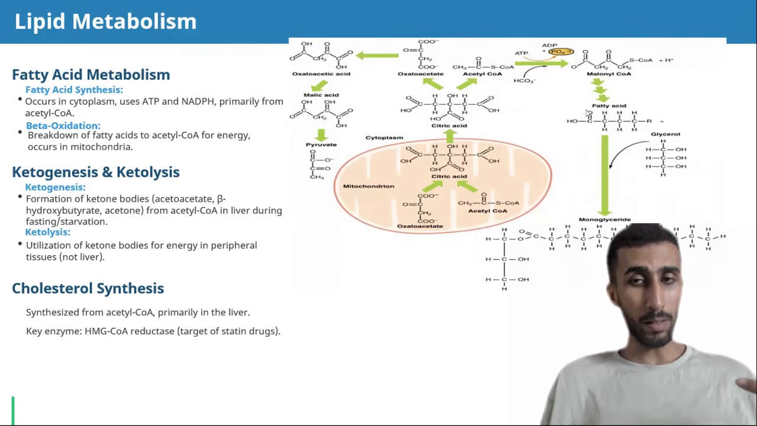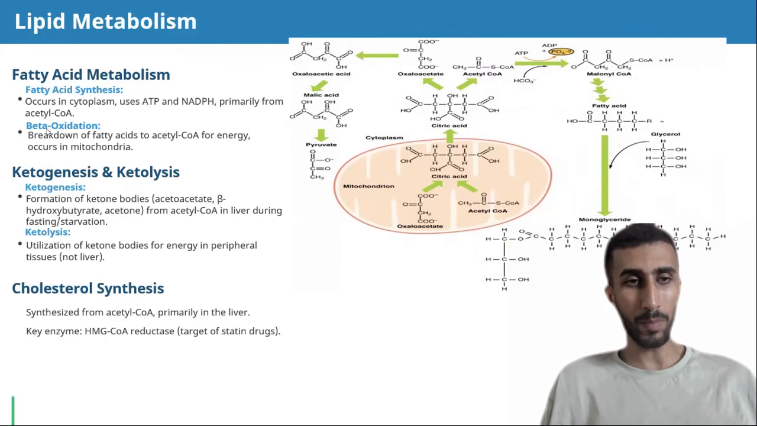Then the fatty acid synthase enzyme is going to add two carbon atoms, consecutively two carbon atoms, until we finally reach palmitate, which has 16 carbon atoms. After we get our final fatty acid product, it is going to combine with glycerol to form monoglyceride, diglyceride, triglyceride, and so on. So this is regarding fatty acid synthesis.